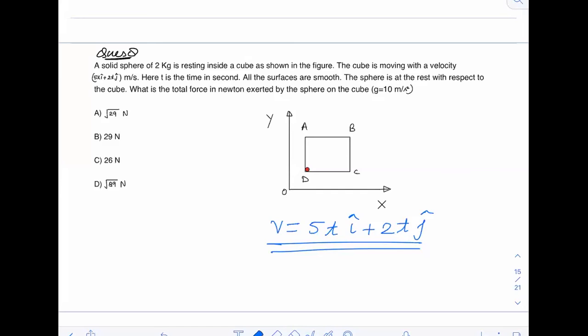Will you solve it or shall I start? Yes, we don't have much time. Will you solve it or shall I solve this question?